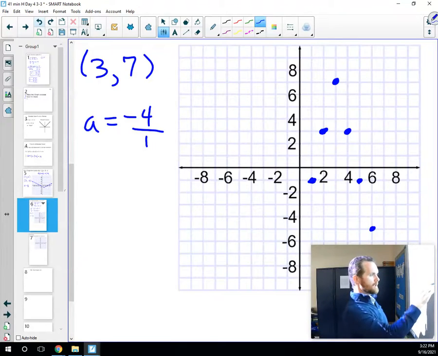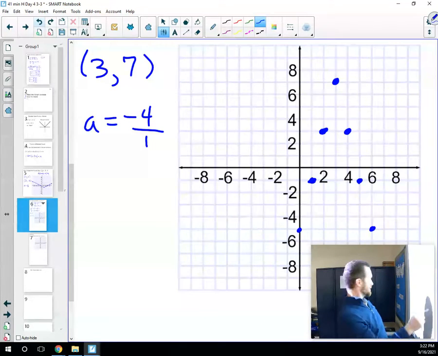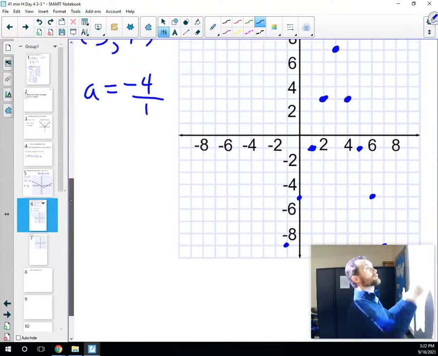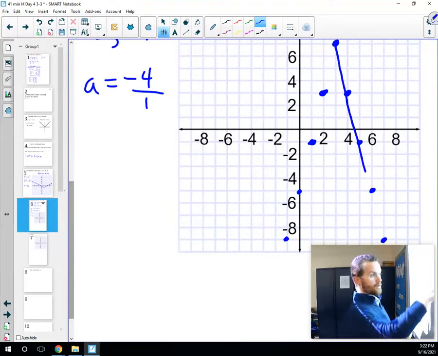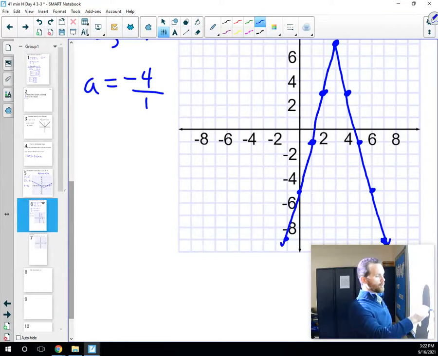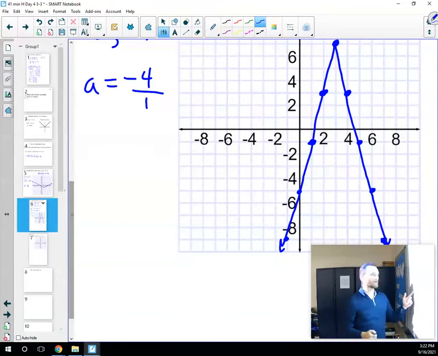Down 4, left 1, down 4, left 1, and down 4, left 1. And there's our absolute value function. If I can draw this relatively straight, it's not going to be perfect, but I've got the most important points there, so it's all good. All right, so that's what we got.